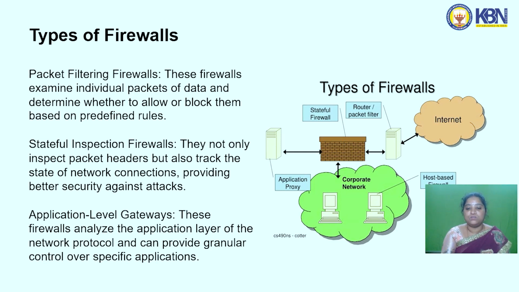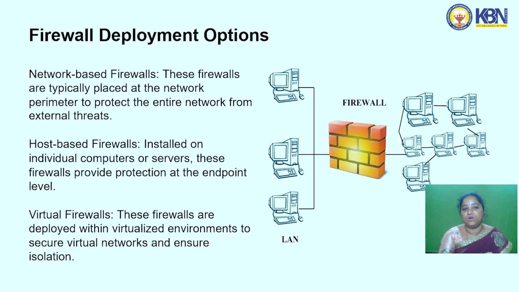Now we will discuss application level gateways. These are firewalls that analyze the application layer, proxies or protocols, and can provide granular control over specific applications. Specific proxy applications are used in these gateways. The firewalls are used to protect against unauthorized access to our messages. So these are the types of firewalls.